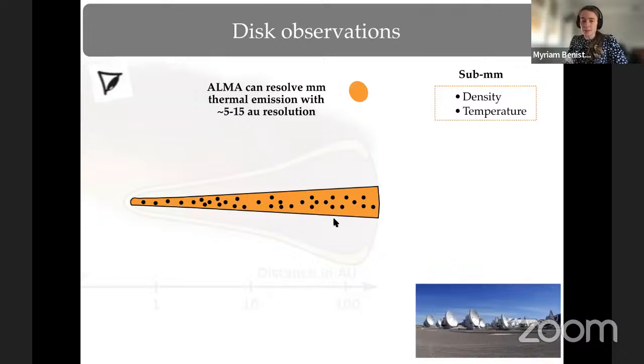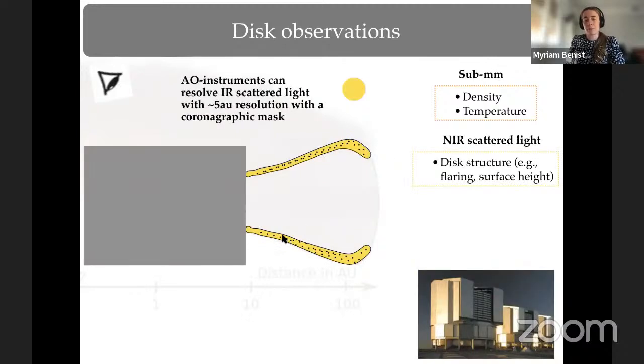With ALMA, as I was saying, in the submillimeter, millimeter regime, you're sensitive to the large grains in the midplane. That allows you to trace the density of the disk and its temperature, and that's where we think that most of the mass of the disk is located. And right now we have an angular resolution of about 5 to 50 milliarcseconds.